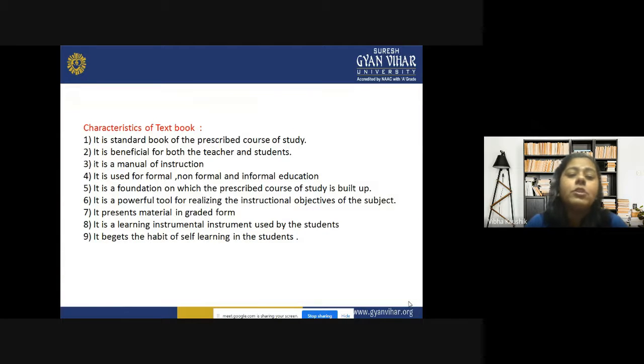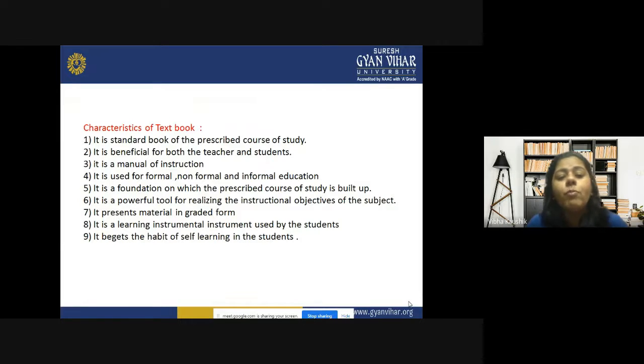Now, the characteristics of textbook. It is a standard book for the prescribed course of study. Means it's the prescribed book for a particular course of study. It is beneficial for both the teacher and student. Means a textbook is useful not only for the students but for the teacher also. It is a manual of instructions. Means all the instructions, written or in printed form, are presented before the pupil and the student.